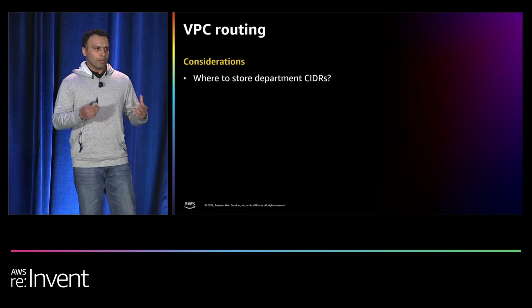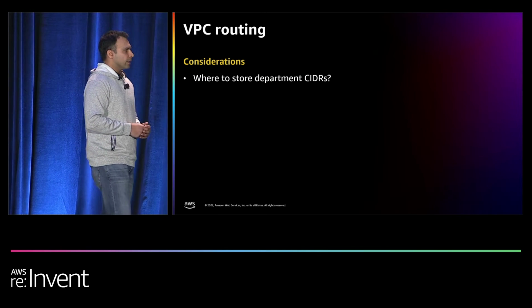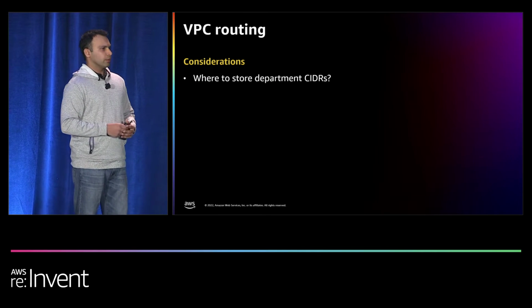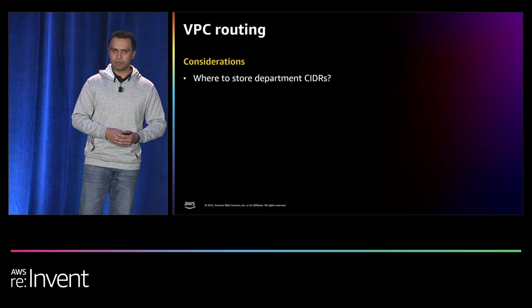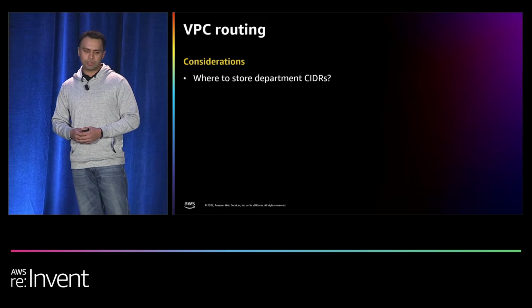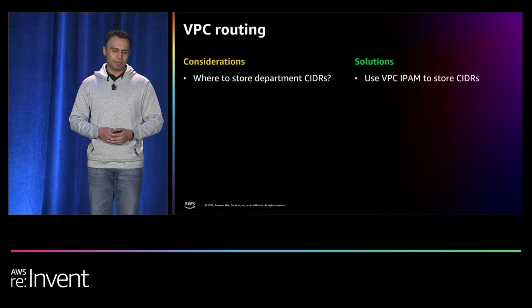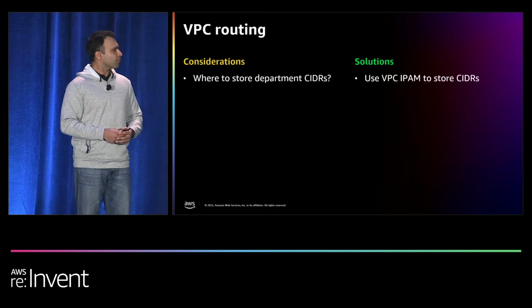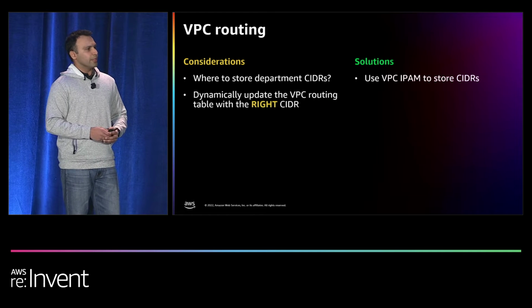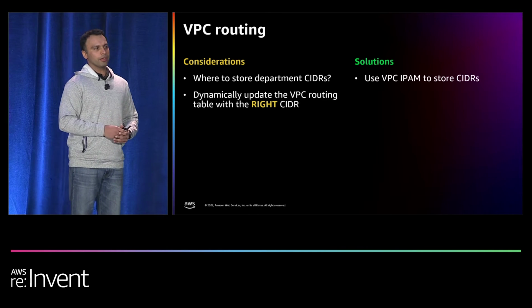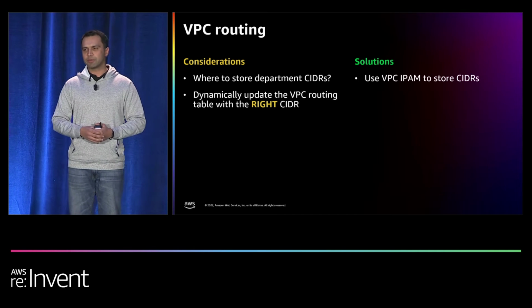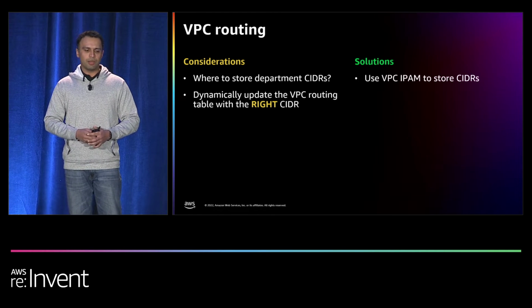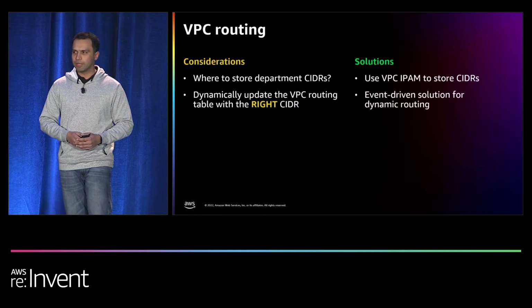So while we were building this end-to-end automated routing solution, some considerations that we thought of were, firstly, where to store department CIDRs. We decided not to choose Excel sheets, and we decided to choose VPC IPAM to store department CIDRs. Secondly, the major question is, how do you dynamically update the routing table of each VPC with the correct department-specific CIDR? For that, we built an event-driven solution.